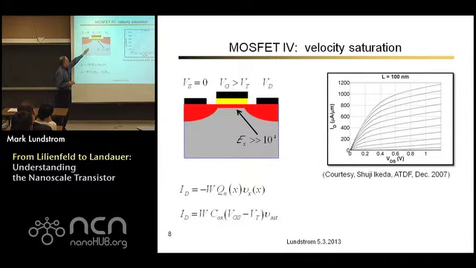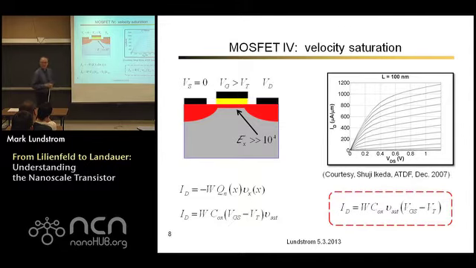The velocity is saturated everywhere because the electric field is big everywhere. So it's even easier than the first case. Nice simple expression for the current in the saturated regime. It just goes as proportional to the saturated velocity and proportional to Vg minus Vt.